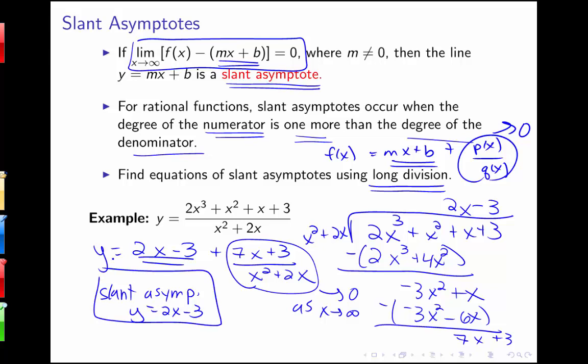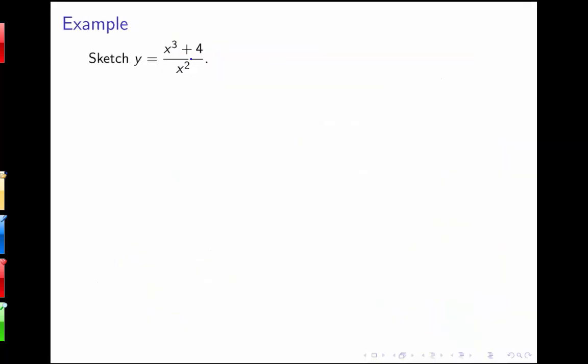Okay, so now we want to take this idea with slant asymptotes and combine it with a curve sketching example. Okay, so I've got y equals x cubed plus 4 all over x squared. So this is a little bit less complicated one than the previous one. And I want to go through the different steps and come up with a sketch of the graph of this function. So looking at this function, I can see that it's defined everywhere except at 0. So the domain is from negative infinity to 0, union 0 to infinity. So there is no y-intercept.